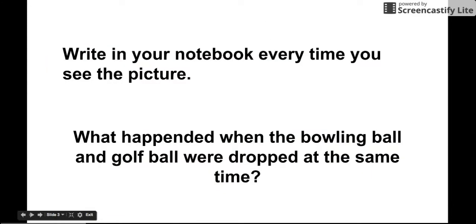Pencils are up, hard at work. Write in your notebook every time you see the picture. And you just saw the picture. I want you to actually reflect on what's happening. What happened when the bowling ball and golf ball were dropped at the same time? Stop and jot. You can pause the video as you need be.